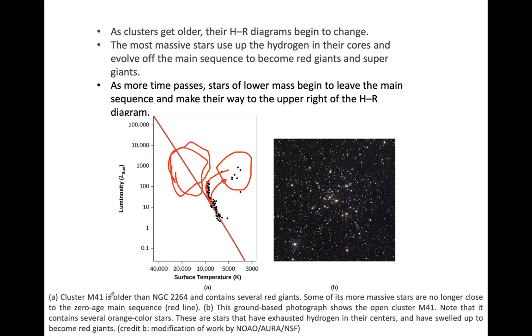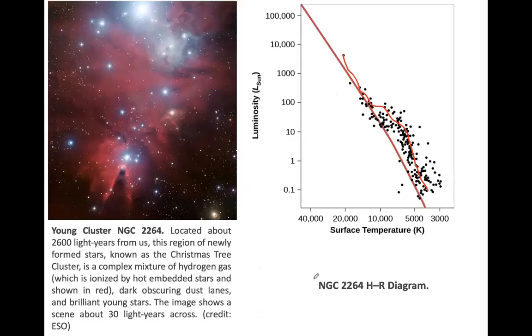Sorry, this is actually a cluster called M41, which is older than NGC 2264. And if you look at this, this is NGC 2264. You can see that all the stars, up to here, up to 100 solar luminosity, are still on the main sequence, right? So this is NGC 2264, a young open star cluster.